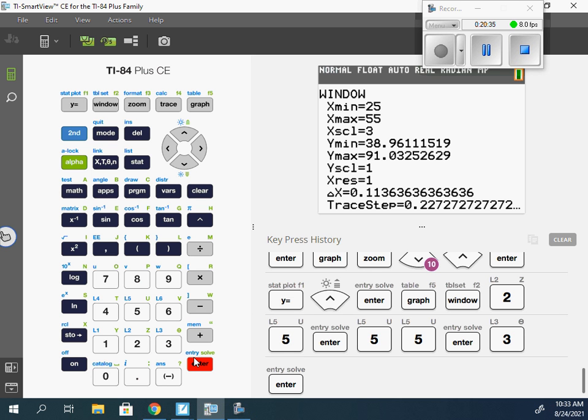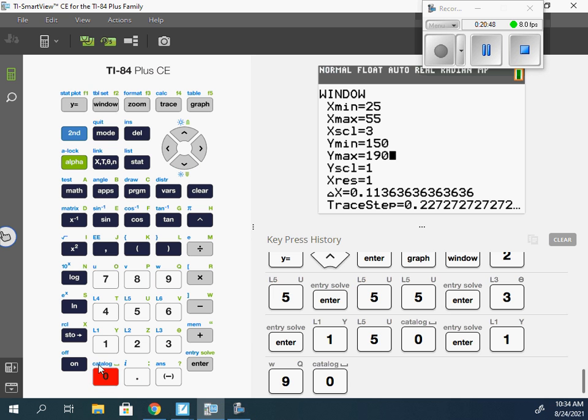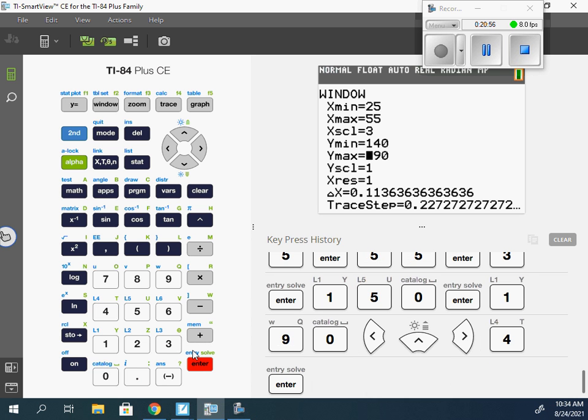Now, looking at the height of the femurs, the smallest one is at 151, so I'll set it below that at 150. And the biggest one was 185. Okay, that'll be important. So I'll set it 140 to 190.